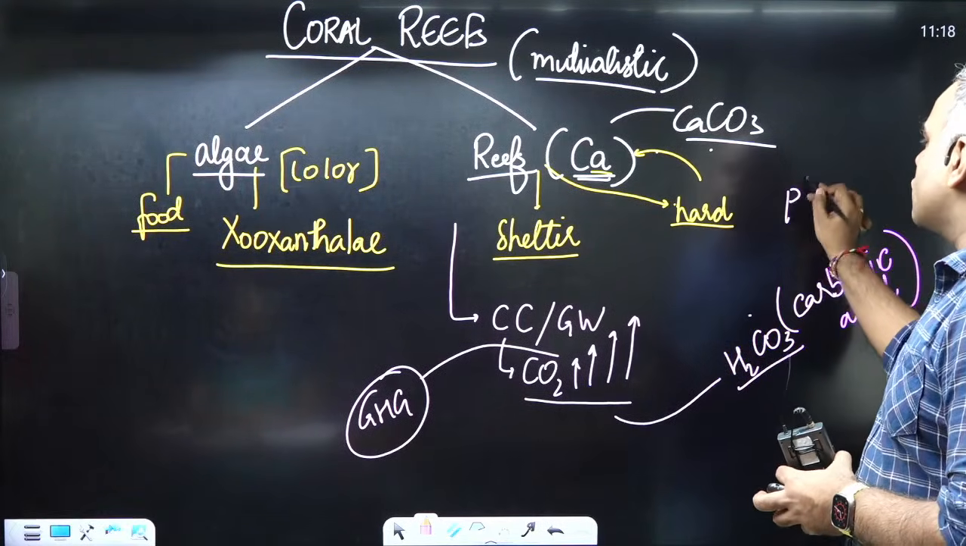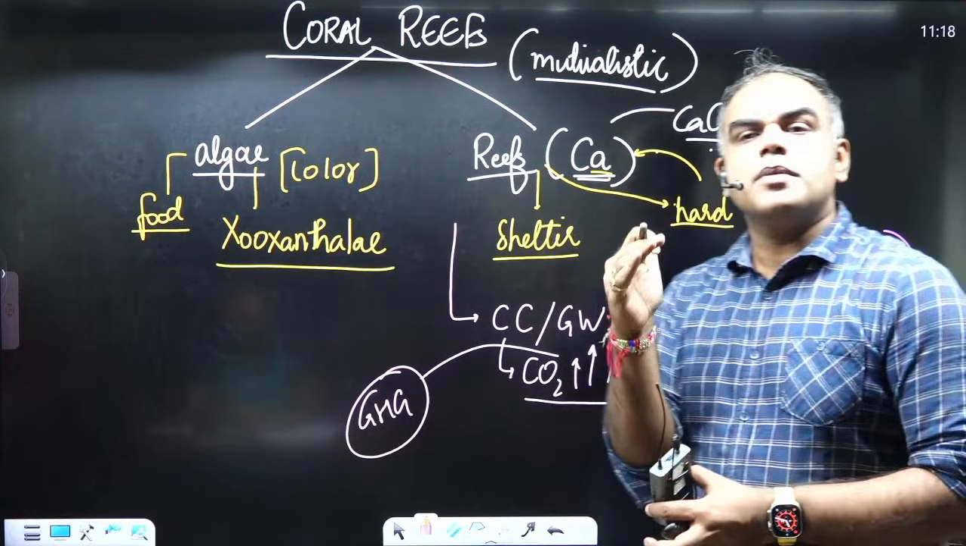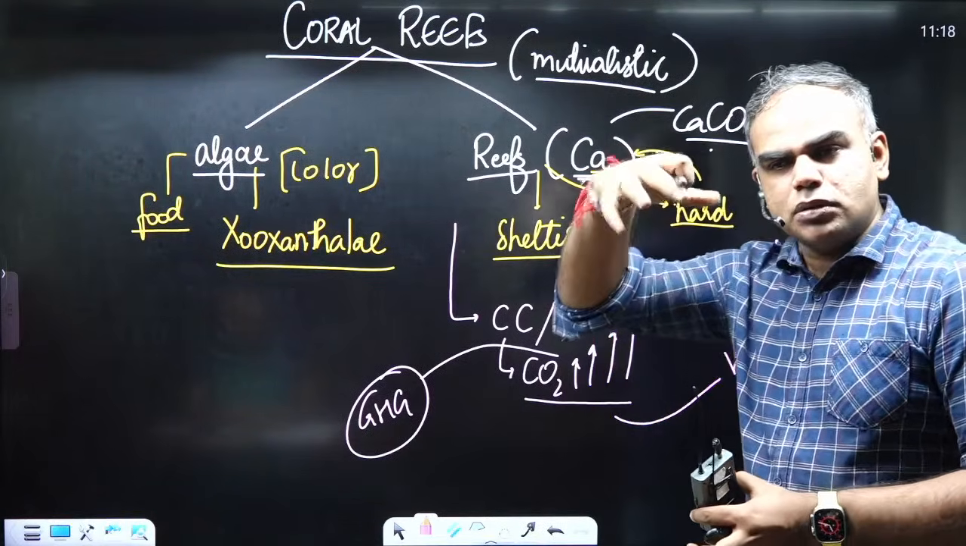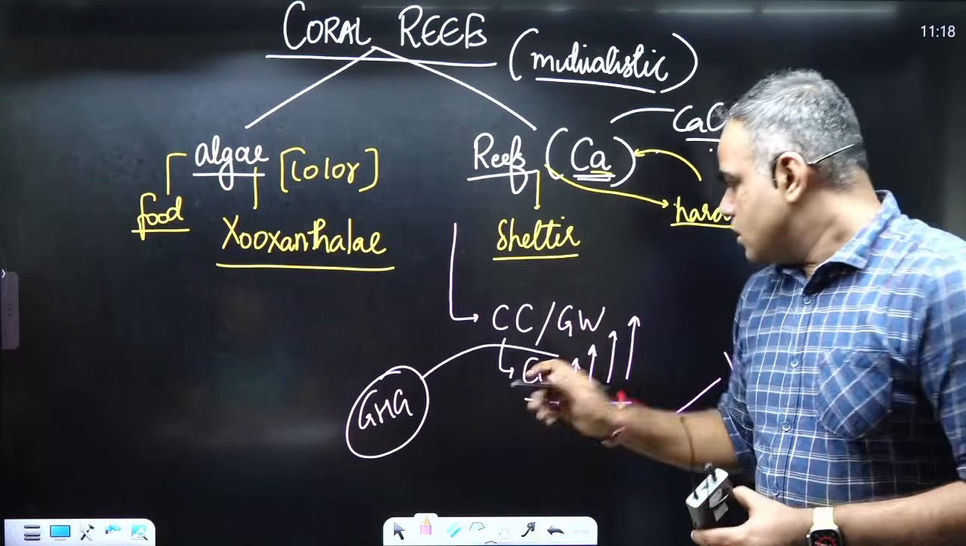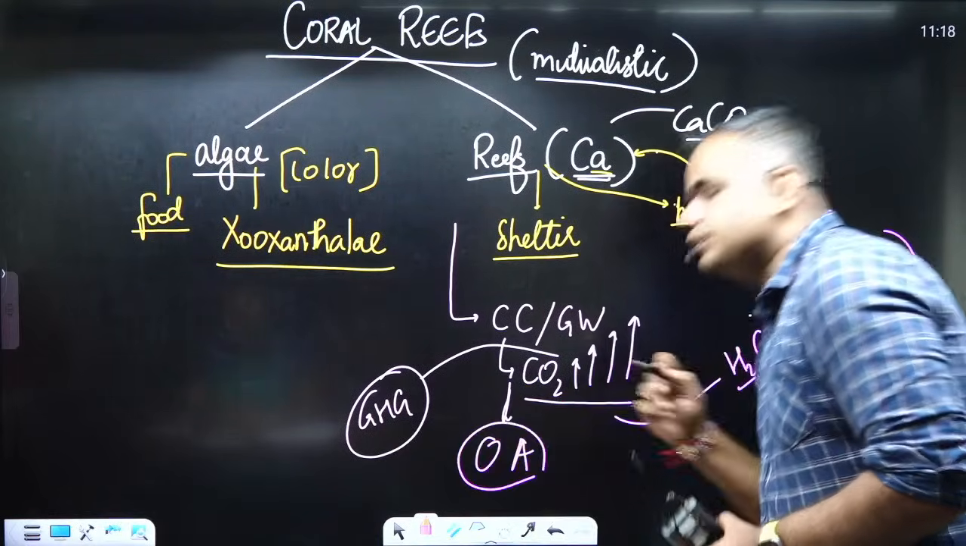Will the pH of water increase or decrease? Decrease. It will become more acidic. And because of that, calcium will start to reduce. This also leads to ocean acidification.